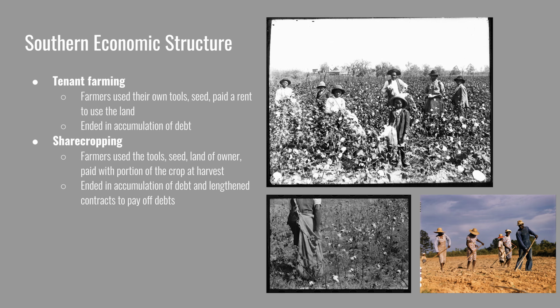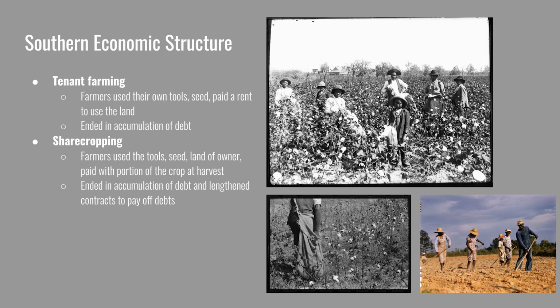Sharecropping was similar to tenant farming, except it resulted in even fewer freedoms for the sharecropper. The landowner provided the tools, the seed, and the land. Instead of taking cash as payment for their rents, sharecroppers paid with a portion of their crop at harvest. The landowner determined the amount, sometimes it was as much as 50% of the total crop. This ended in more accumulation of debt, and it lengthened the contracts to pay off their debts.